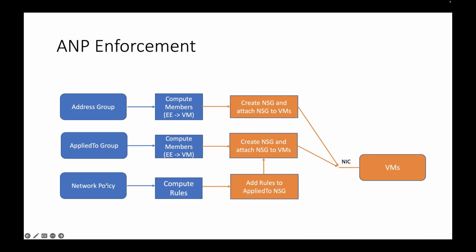Lastly, the NP event. In NP event, we compute the rules like ingress and egress rules. And then these rules are actually applied under this applied to NSGs. We don't create another NSG for these rules. This is actually applied on the applied to network security group. So think of it this way: the address group is just used as a placeholder, which is used as a reference in the applied to security group, and then the rules are actually added as cloud rules inside the applied to network security group.